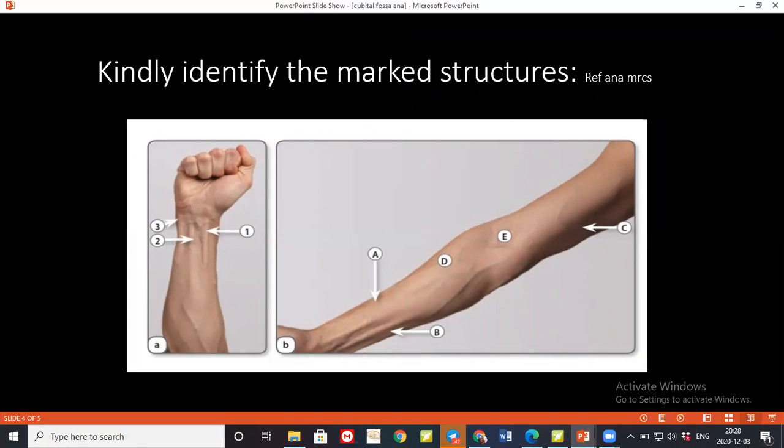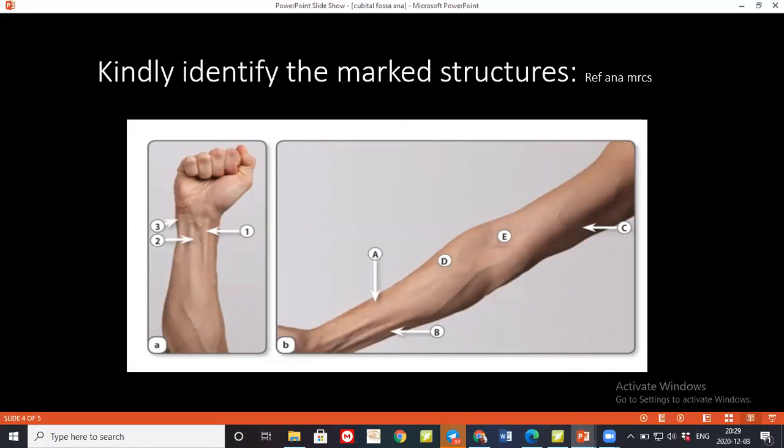flexor digitorum superficialis. Sorry, not carpi. Then we also have flexor carpi ulnaris and flexor carpi radialis. Then for the deep, we have flexor digitorum profundus. We also have flexor pollicis longus. We also have pronator teres. We also have supinator.